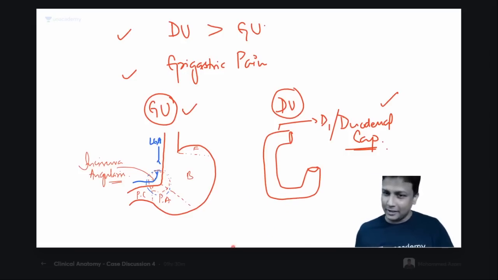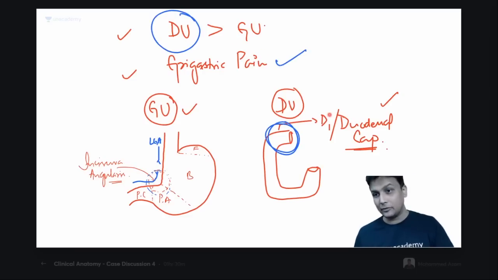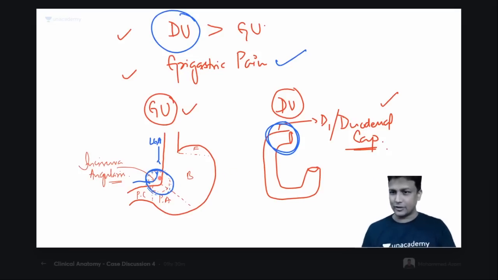Keeping all these points in mind, these are all the keywords that you have to find here. Duodenal ulcers are more common. The patient is going to come with epigastric pain, in the first part of the duodenum. Which artery will be involved? Gastroduodenal. And in gastric ulcers, what will happen? Lesser curvature near the incisura angularis. Which artery will be involved? That will be the right gastric artery.